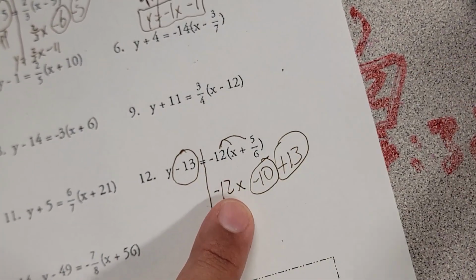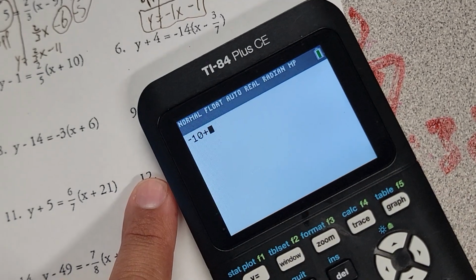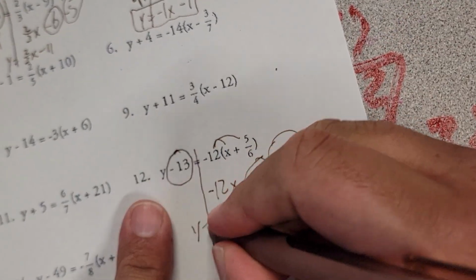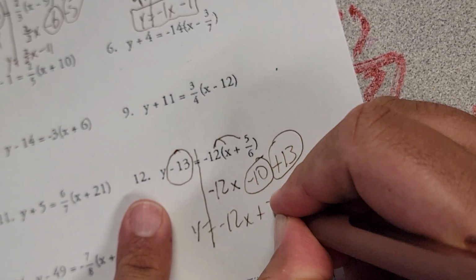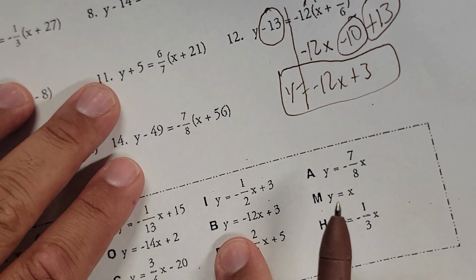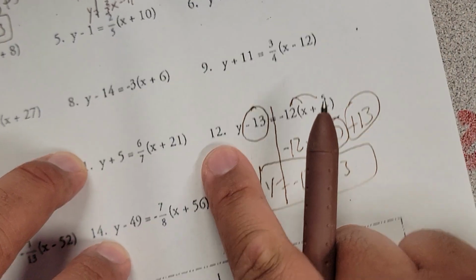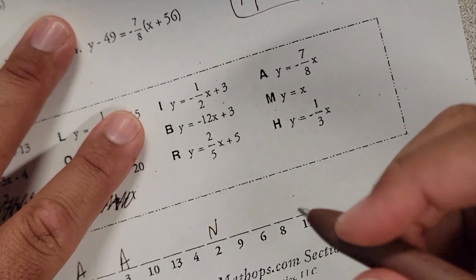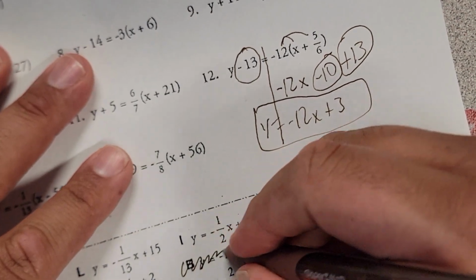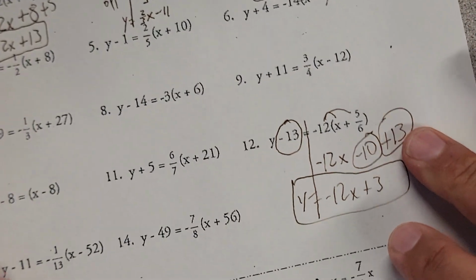This one plus this one, right? So negative 10 plus 13, that's going to be positive 3. So y equals negative 12x plus 3. All right, that is this one. So on 12, you're going to put the B on 12. Scratch it out. And there you go.